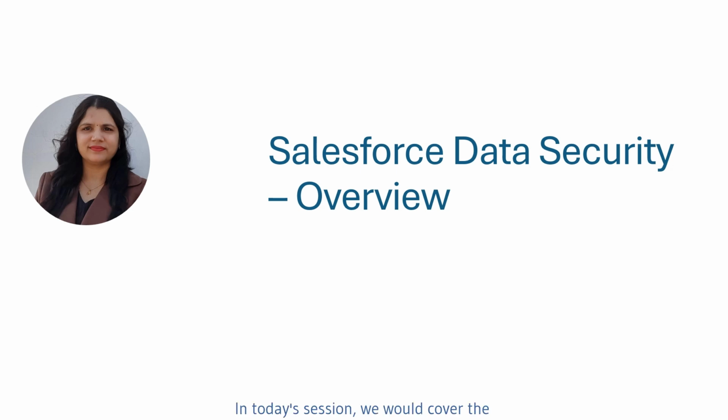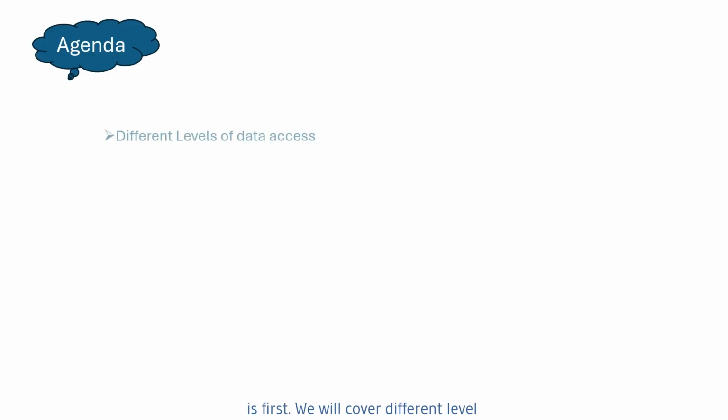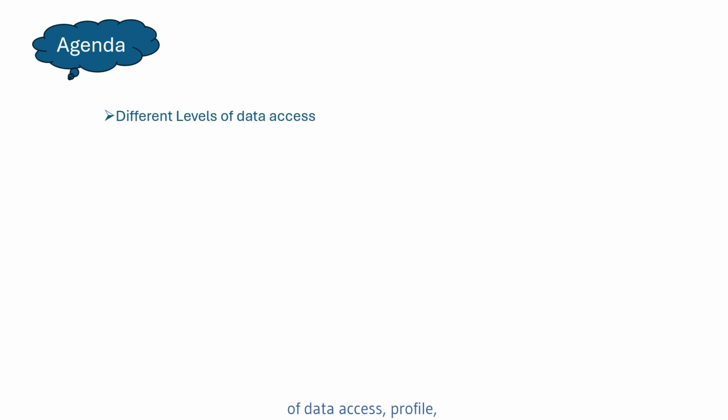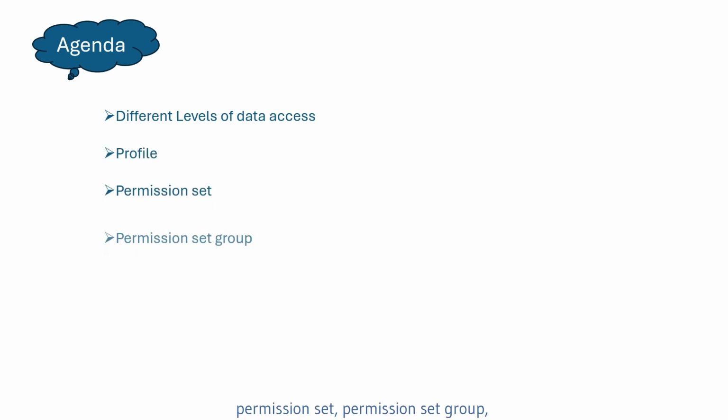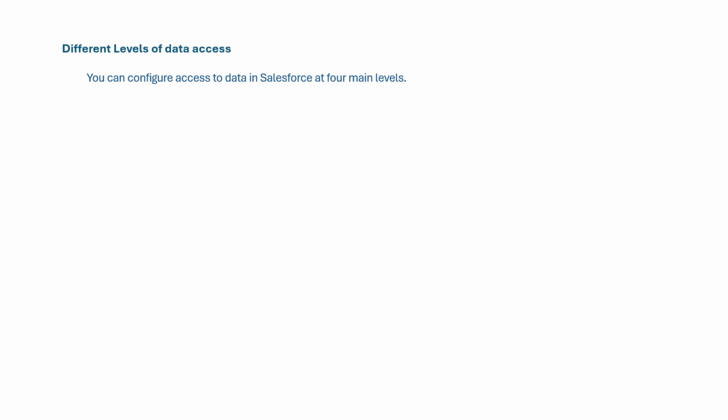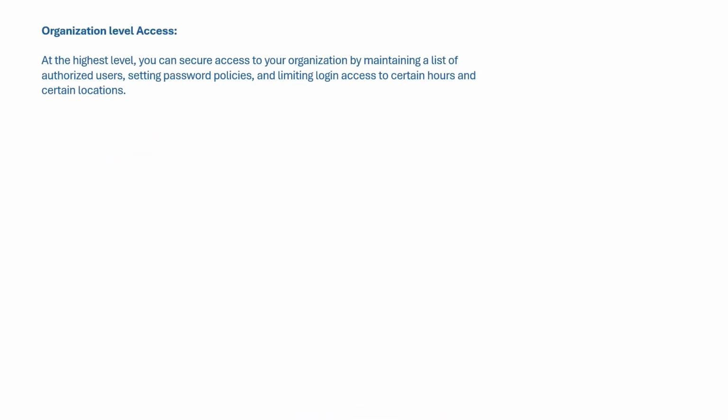In today's session, we will cover the security overview. The agenda is first we will cover different levels of data access, profile, permission set, permission set group. You can configure the different ways to access your data at four main levels. First is organization level, object level, field level, and record level.